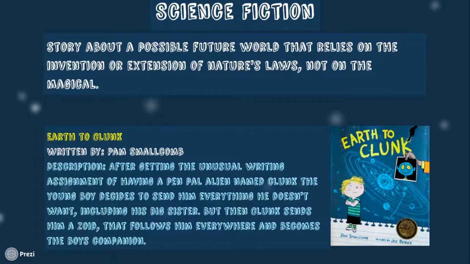So this particular story, Earth to Clunk, is about a young boy who has the assignment of having a pen pal, an alien named Clunk. So he decides to send Clunk all the things that he doesn't want, including his sister, because he thinks that the assignment is just out of this world, which it really is. Clunk sends him a Zoid, which he finds companionship in.